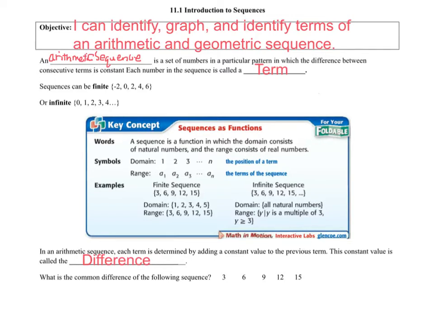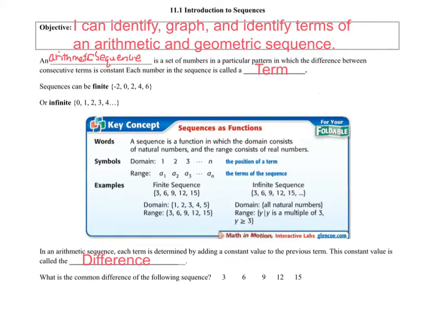An arithmetic sequence is a set of numbers in a particular pattern in which the difference between consecutive terms is constant. Each number in the sequence is called a term. Sequences can be finite, like the example that I have here. This is showing something that has a starting point and an ending point. They can also be infinite, and you'll often see 3 dots indicating that this isn't finished, this is going on and on and on.